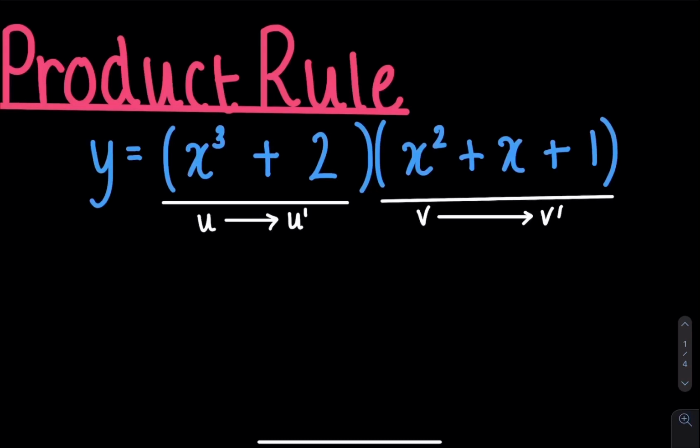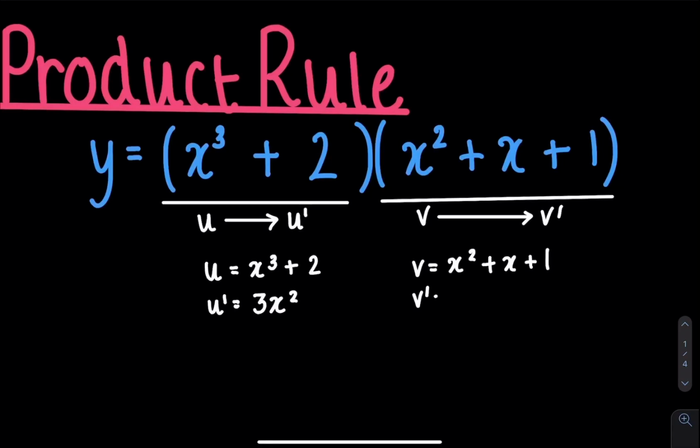Therefore, u is just the first function, which is x cubed plus 2, and u dash is its derivative, which is 3x squared. Remember, if I differentiate 2, it just becomes 0 because it's just a number. And then v is equal to x squared plus x plus 1. So v dash, which is just its derivative, is going to be 2x plus 1 and then plus 0.